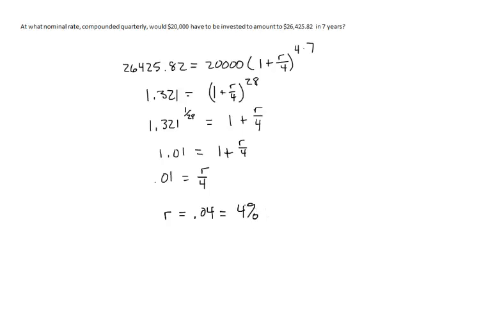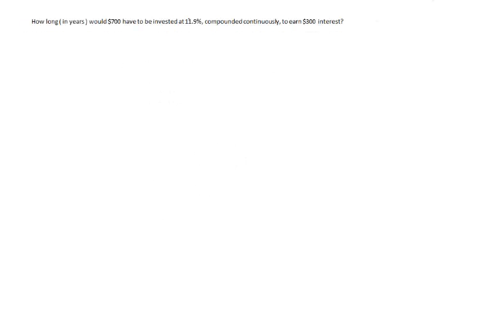So the nominal rate is 4%. If we compound quarterly and we invested $20,000 for 7 years, we would have $26,425.82. In this last example, we have how long in years would $700 have to be invested at 11.9% compounded continuously to earn $300. Now this formula is a little bit different for compounded continuously.